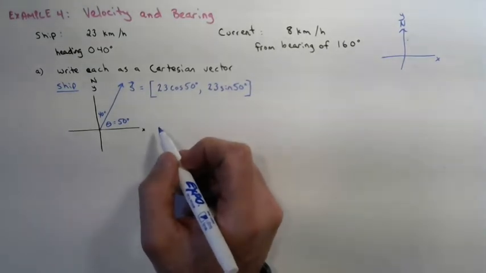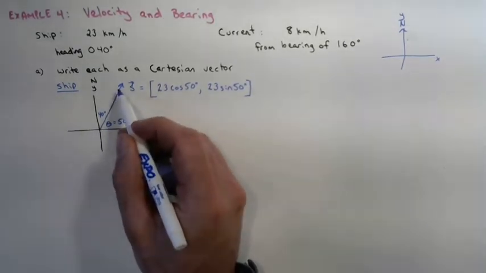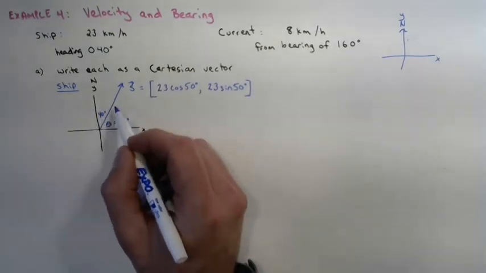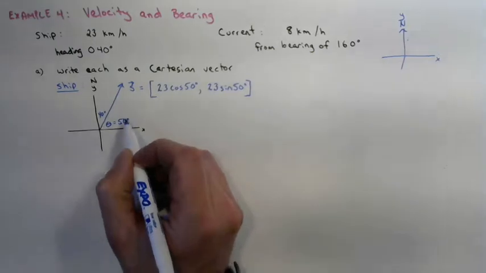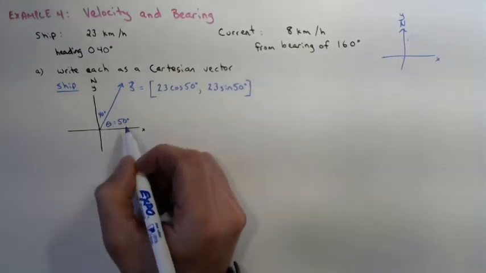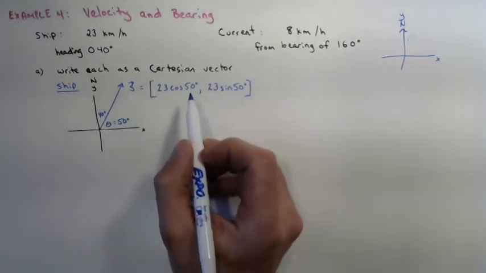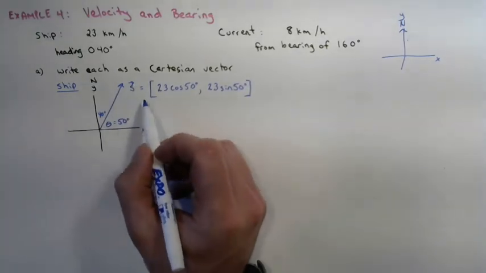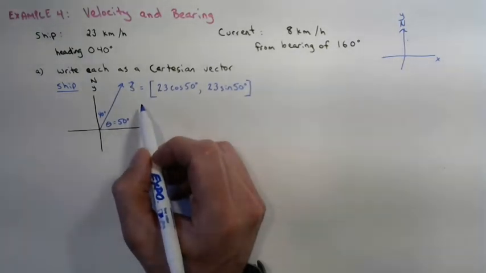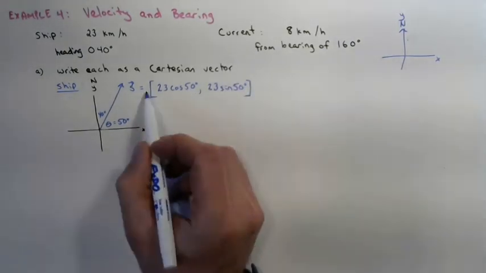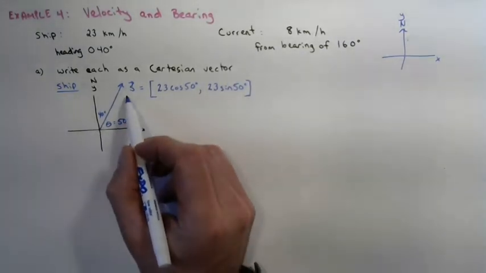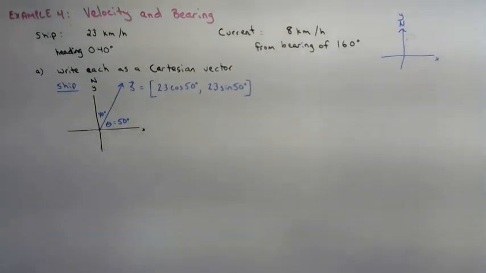So a ship traveling on a heading of 40 degrees clockwise from the positive y-axis is the same as 50 degrees from the positive x-axis. And then we're going to let s represent the velocity of the ship. So the velocity of the ship is expressed right here. That's the vector that represents the velocity of our ship.